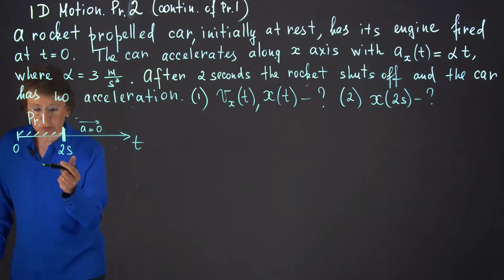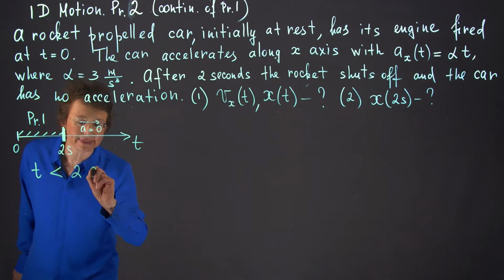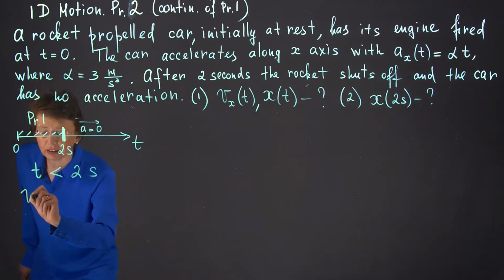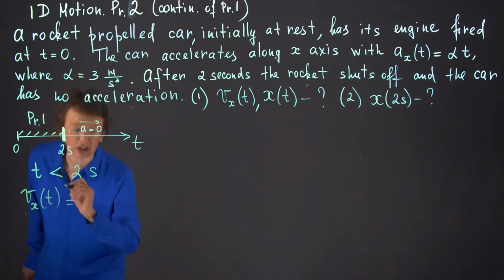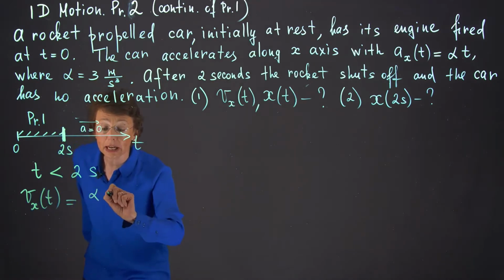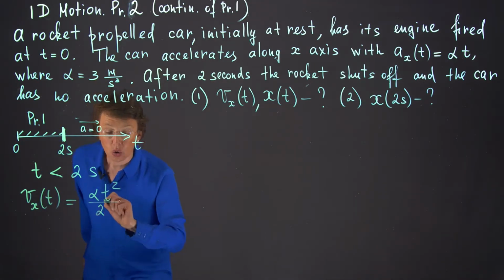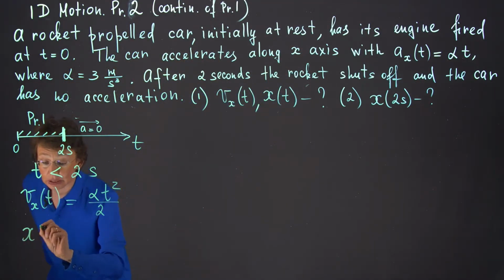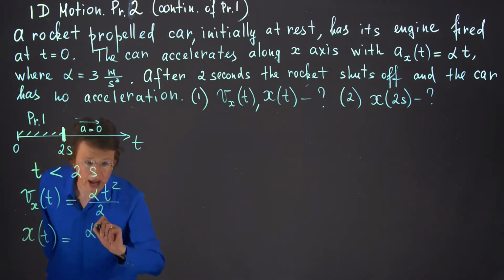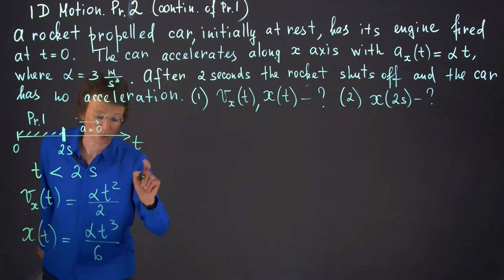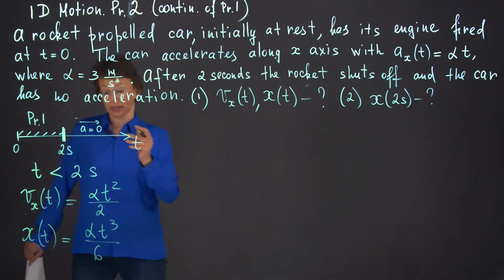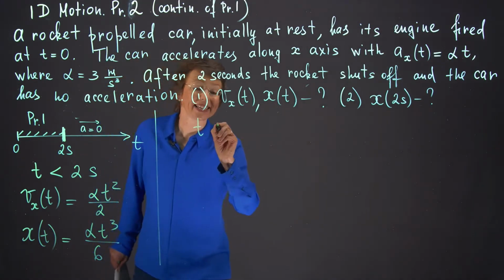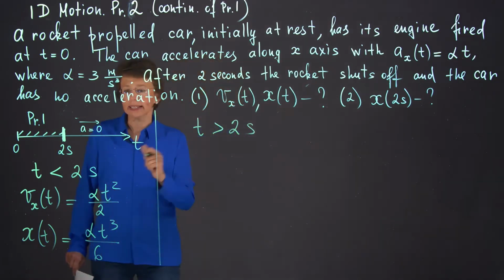So what is our first problem? Our first problem is time less than 2 seconds. We know acceleration. We solved this problem in the previous video. We integrated the acceleration to find velocity as a function of time. What was the result? It was alpha t squared over 2, and the constant was 0 because the car was initially at rest. We also integrated velocity to find the position. It was alpha t cubed over 6, and the constant of integration was 0 because the car starts at the origin.